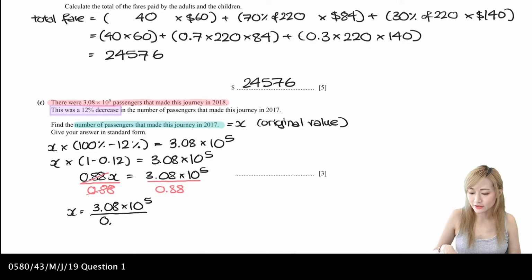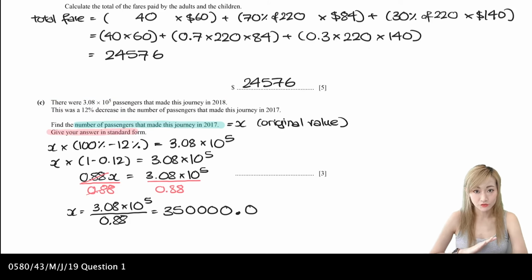And X equals 350,000 exactly. But we need to give our answer in standard form. So the decimal place is right there. And we need to move the decimal place 1, 2, 3, 4, 5 times to make it a number between 1 and 10. So it's going to be 3.5 multiplied by 10 to the power of 5.